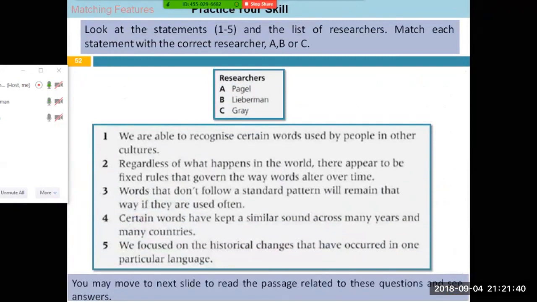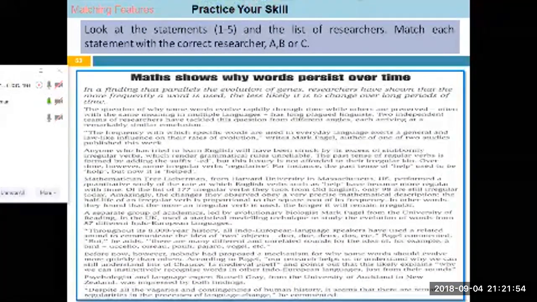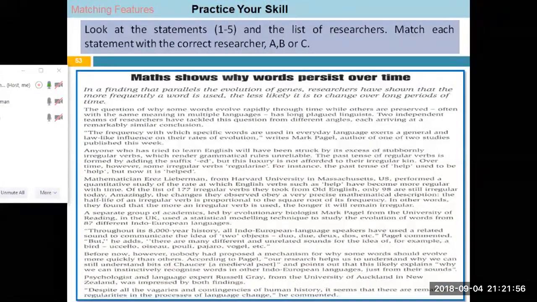We are able to recognize certain words used by people in other cultures. Can you tell me who said that? Lieberman, Pagel, or Russell Gray?